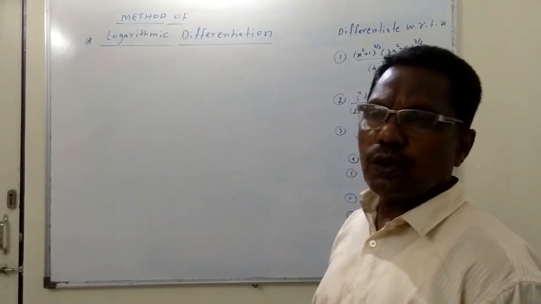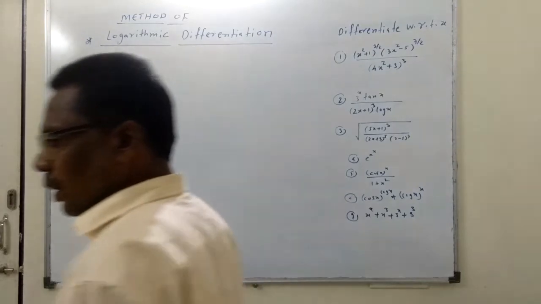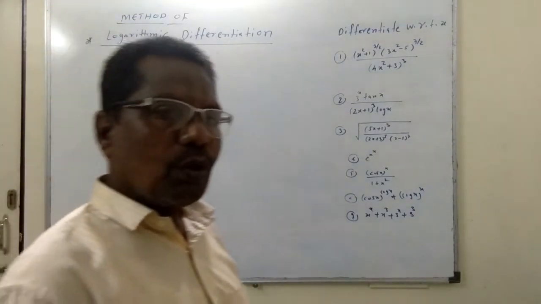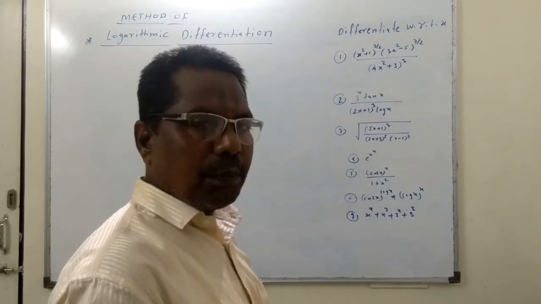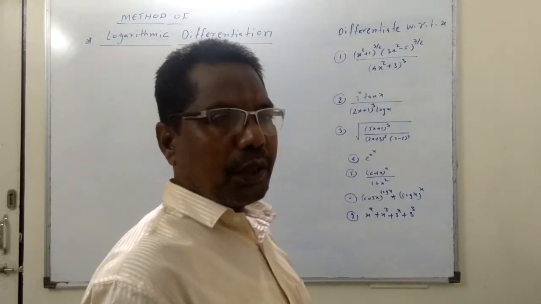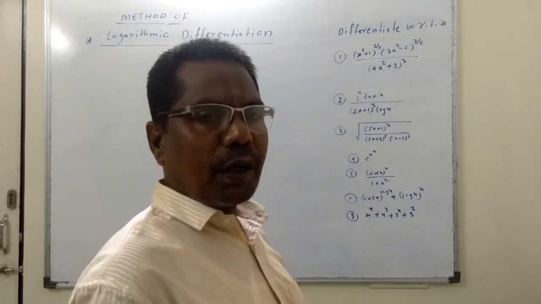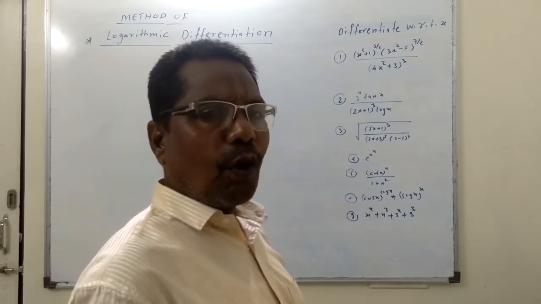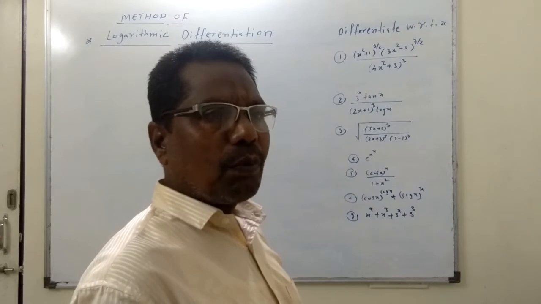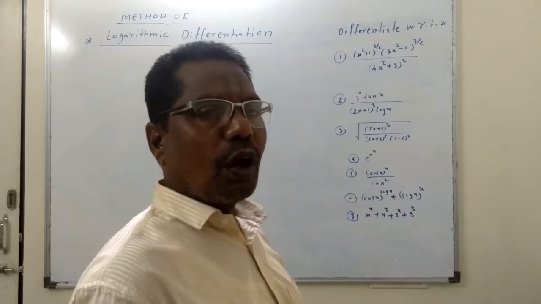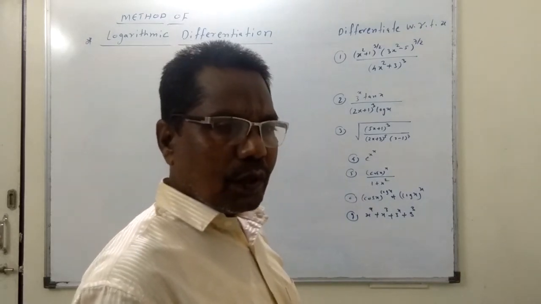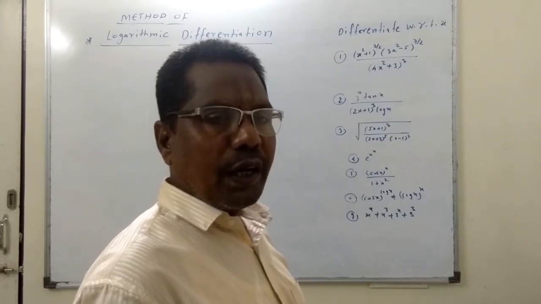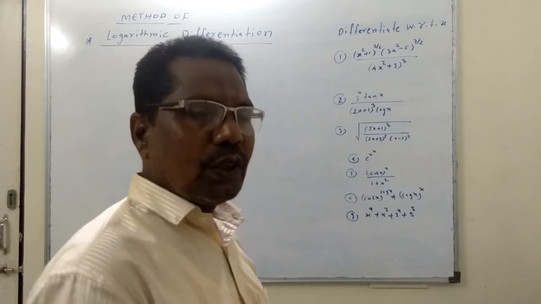Now when we use logarithmic differentiation, it is related to the rules of the logarithm. So you know log AB is log A plus log B, and log A upon B is log A minus log B. Meaning, when there is a product and division of a number of functions, we'll use logarithmic differentiation. Now log A raised to m is m log A.